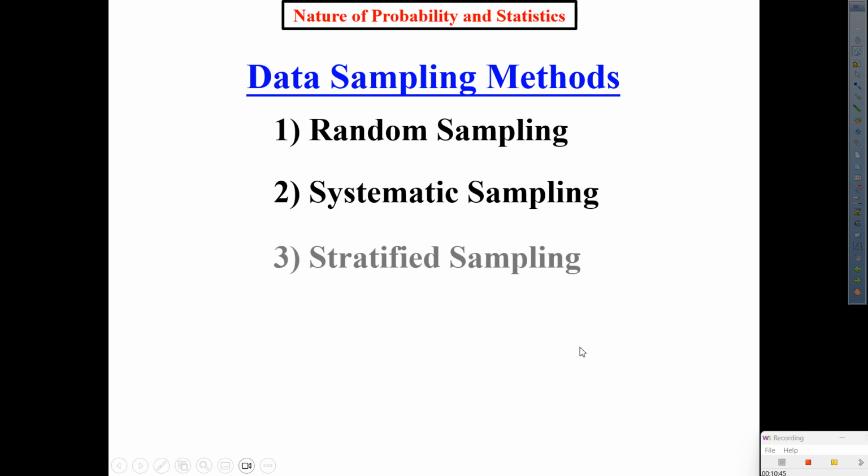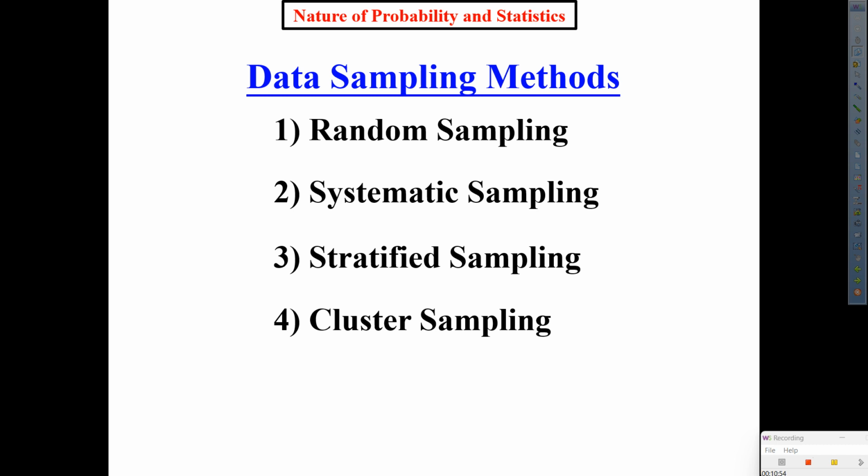Write this down. Data sampling methods, there's 4 of them. Random. Skip a couple of lines, then write number 2, systematic. Skip a couple of lines, number 3 is stratified. Skip a couple of lines, and number 4, cluster sampling. And for these, I'm not going to give you definitions. You're actually going to write your own definitions.